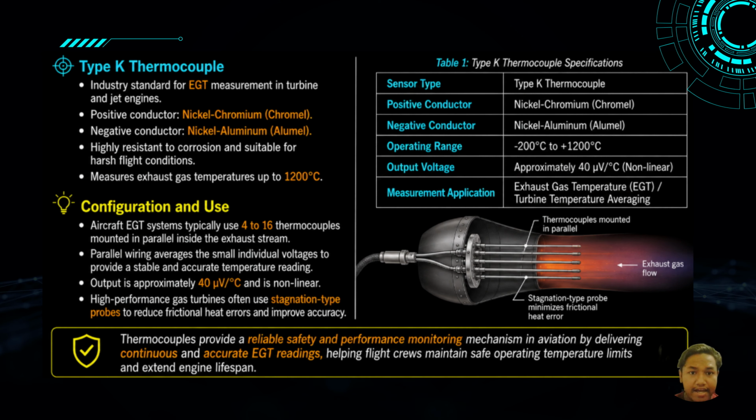In practice, an aircraft system doesn't rely on just one sensor. Typically, 4 to 16 thermocouples are mounted in parallel inside the exhaust stream. This parallel wiring averages the individual voltages, yielding a highly stable reading. Ultimately, this continuous accurate reading allows flight crews to maintain safe operating limits and extend the engine lifespan.